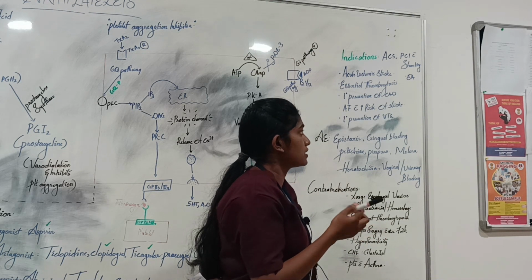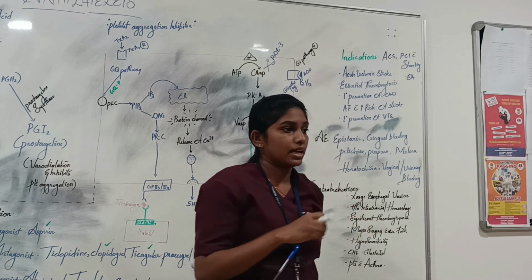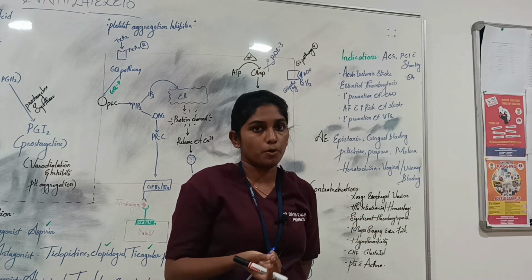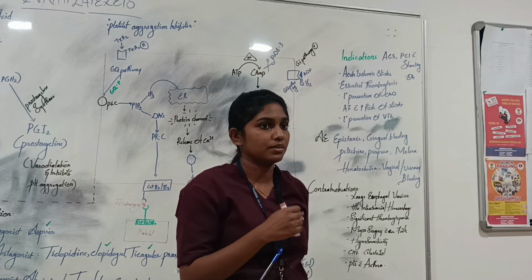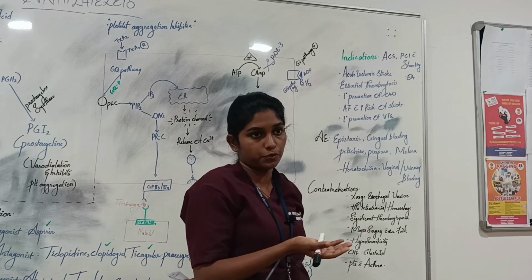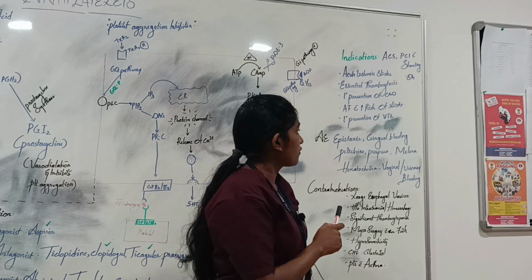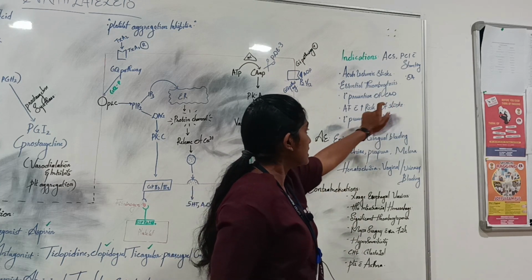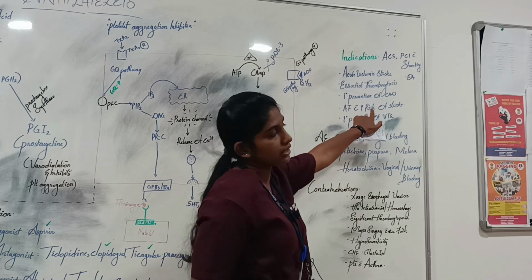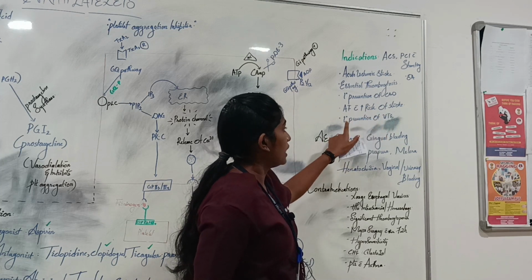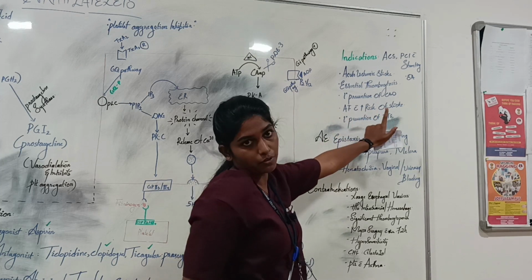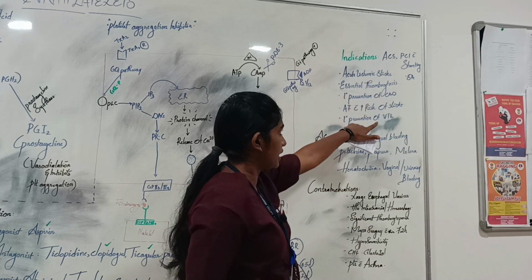Essential thrombocytosis, that is, in the patient's body thrombus formation is happening due to some reasons, and you can use it for that also. Then primary prevention of coronary artery disease, atrial fibrillation with an increased risk of stroke. Then the primary prevention of venous thromboembolism. These are some of the indications.